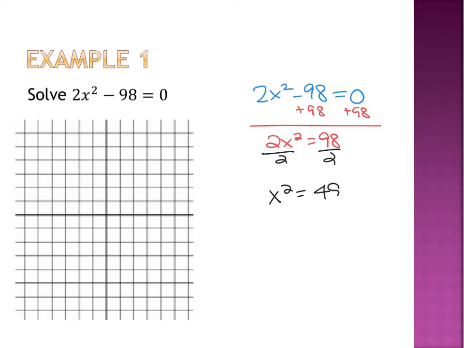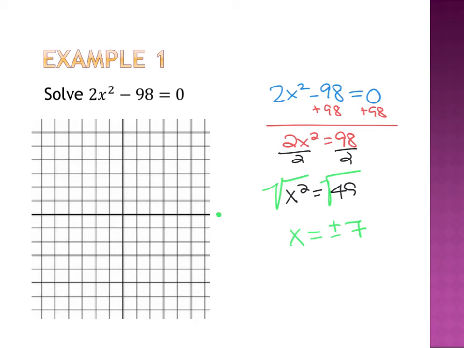And remember, when you undo a square, you're going to do that with a square root. So when you square root 49, you're left with x equals both a positive and a negative 7. So that tells me that I have an x-intercept at a positive 7 and a negative 7. So if I graph those, negative 7 is going to be kind of out here, and positive 7 will be kind of right here. So these are my x-intercepts.